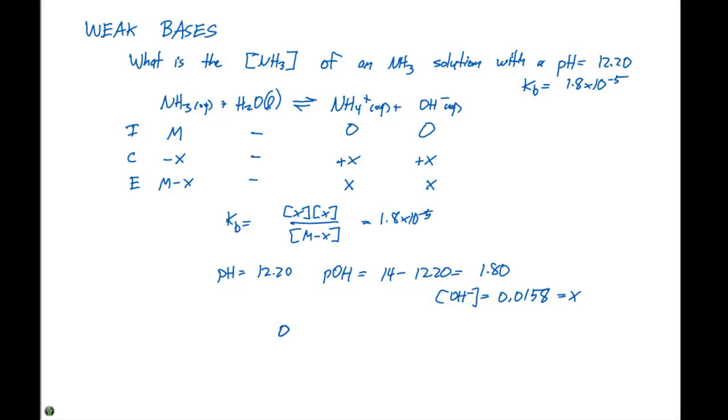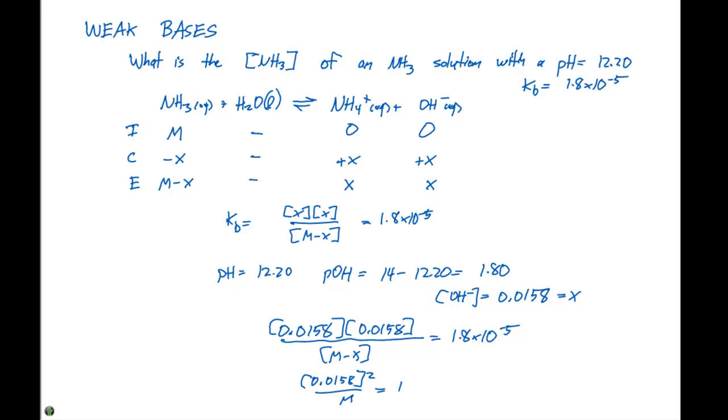So we can plug the 0.0158 in for X, and that's going to be divided by our concentration M minus X, which will equal 1.8 times 10 to the minus 5. Okay, so let's try this approximation model to see what we can use here, because that would make 0.0158 squared divided by M equal to 1.8 times 10 to the minus 5.